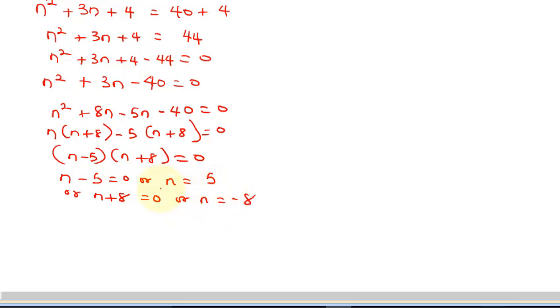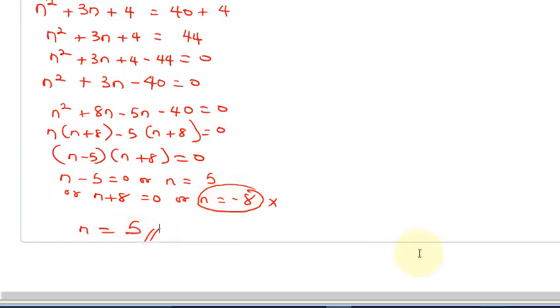But you have to remember we're solving number bases, so we cannot have a negative answer. So this is wrong. Therefore, our n is equal to 5. Since n is not negative, n is going to be 5.